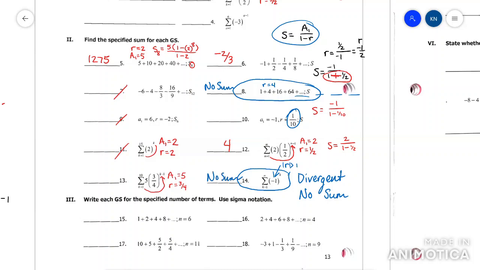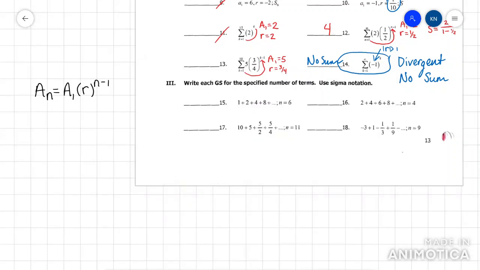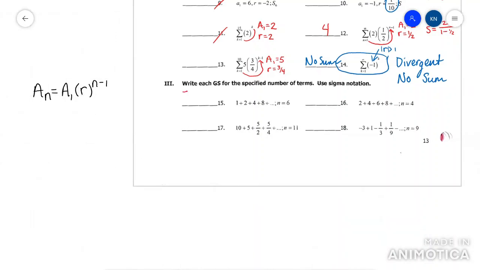All right, moving on. Now they want you to write each of these in sigma notation. So go ahead and draw sigma. They give you the first term, so your bottom's n equals 1. They're giving you where to stop on all of these. So like this one, it's going to be a 6 up at the top.